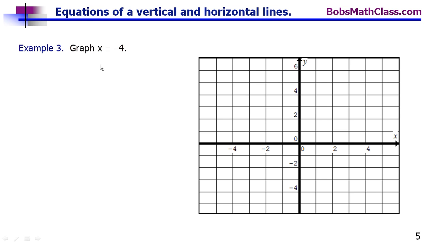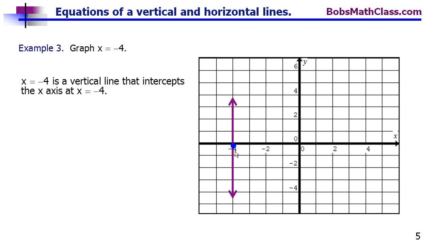Alright, let's graph this equation. X equals -4. Okay, well, x equals -4 is a vertical line that intercepts the x-axis at x equals -4. So find -4 on the x-axis. Go to x equals -4, which is right here, and then draw a vertical line. And that's it.